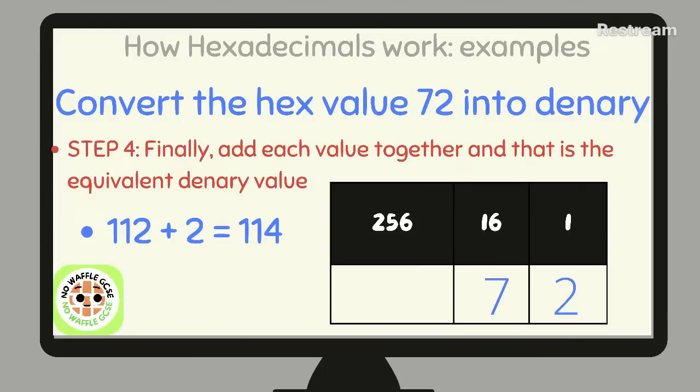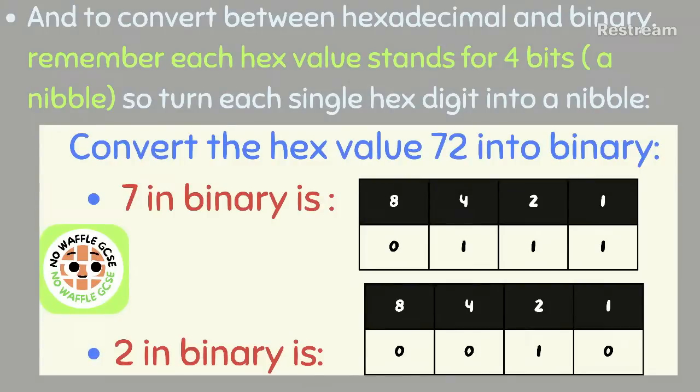Now to convert between hexadecimal and binary, remember that each hex value stands for 4 bits, so each single hex digit is a nibble. So you split it up. If it's an 8-digit one, then you split it up into 4s and 4s. And then if it's an odd number where they don't have 8, for example, if it has 9, then you want to add 3 zeros to the left-hand side.